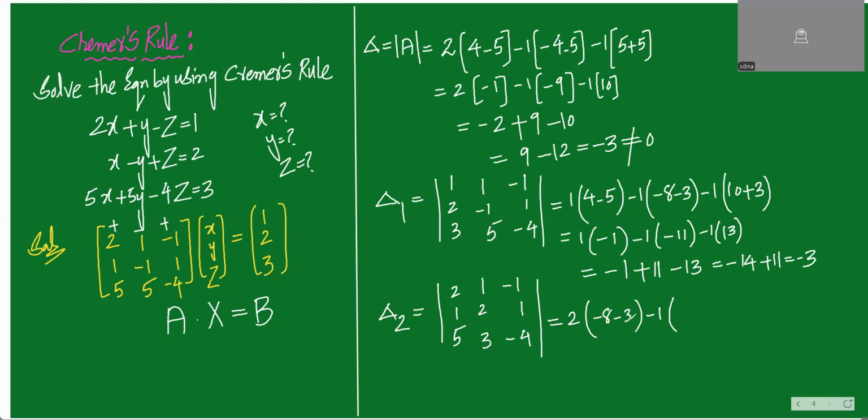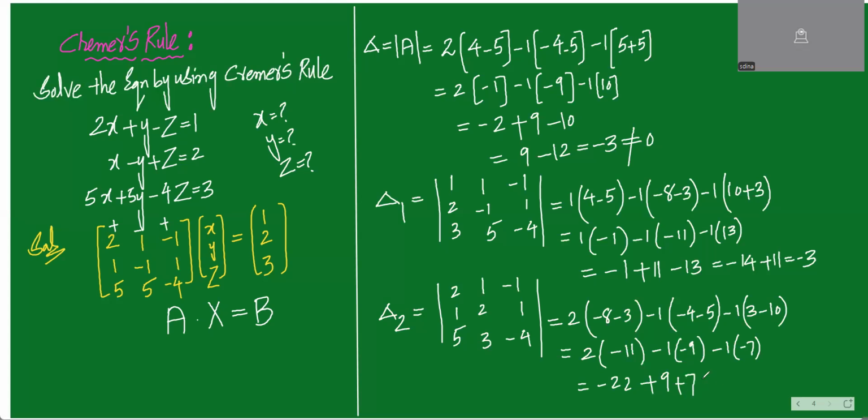Second element with the minus sign, neglect its column and row: it is minus 4, minus 5. Now the third one with the minus sign already, neglect column and row: 3 ones are 3, minus 5 twos are 10. Continuing this process, 11 here, minus 1 into minus 9 gives 9, minus 1 into minus 7 gives 7. So the answer is minus 22 plus 9 plus 7, which is minus 22 plus 16, equal to minus 6. Delta 2 value is minus 6.